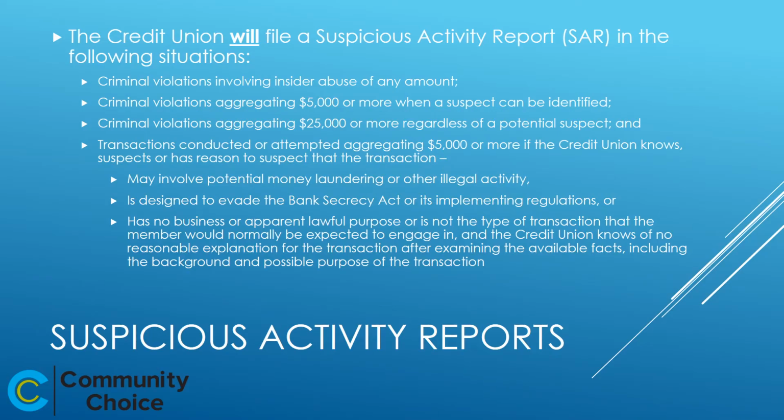The Bank Secrecy Act mandates that the credit union must file a SAR if there is a criminal violation involving employees or staff, if a criminal violation totals $5,000 or more and we can identify a suspect, if the criminal violation totals $25,000 or more and we can't identify a suspect, or if a criminal violation totals $5,000 or more and it might involve potential money laundering or other illegal activity.